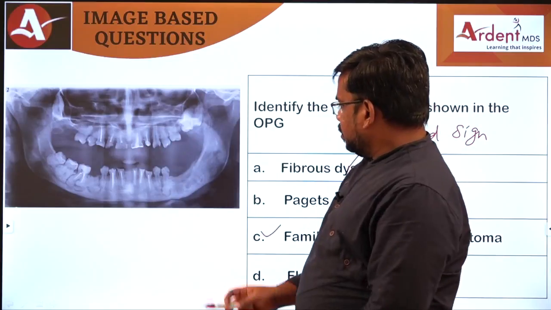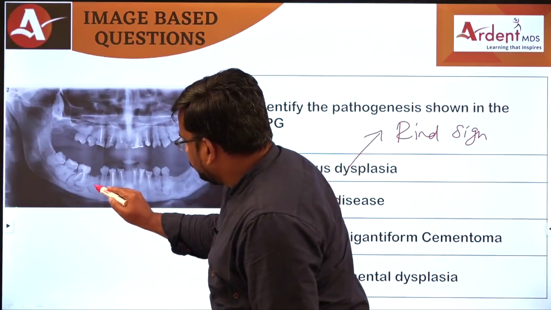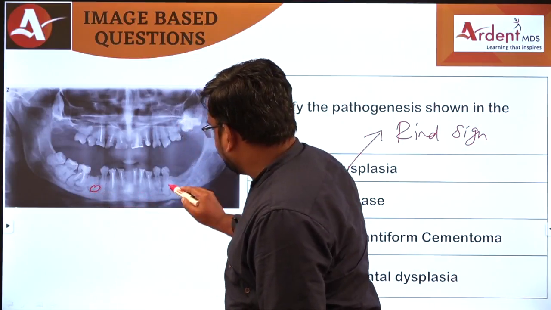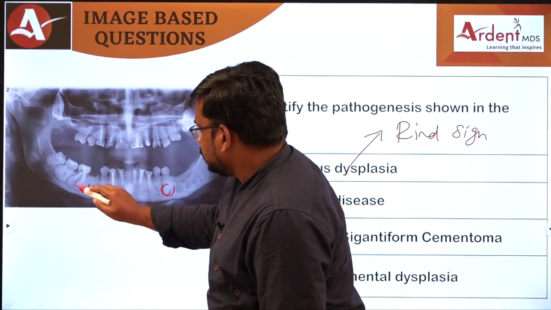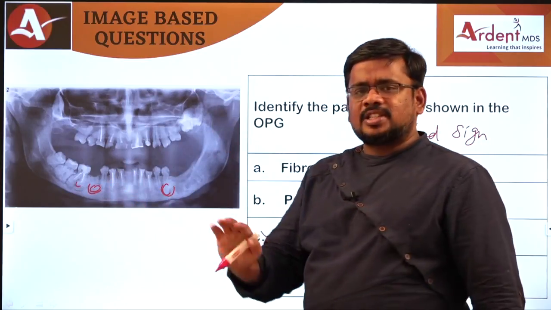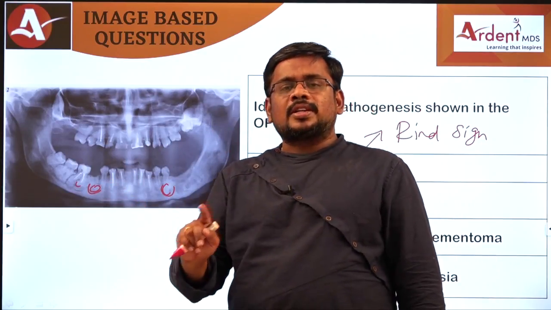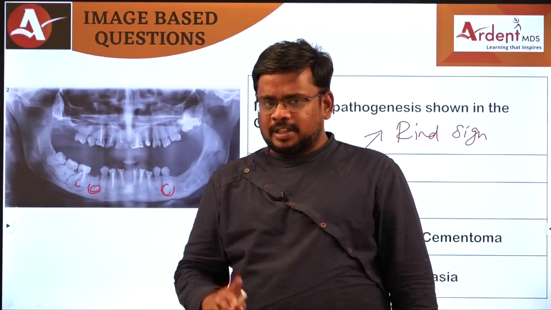But here if you see this, there is more radio-opacity, right? Radio-opacity which is surrounded by radiolucency like this. So it is not a ring sign, just the opposite of the ring sign. So it is not considered as fibrous dysplasia.